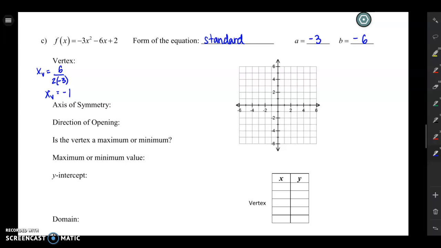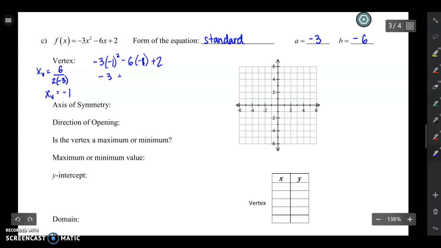Okay. Now to figure out what my Y value is, I'm just going to come back here and plug in -1 to my equation. I'm just going to replace all my X's with -1. My goodness, my pen is being super weird today, sorry. And then do some simplifying. So -3 plus 6 plus 2. -3 plus 6 is 3 plus 2 is 5. So my Y value of my vertex is 5, which means my vertex is going to be the point -1, 5.